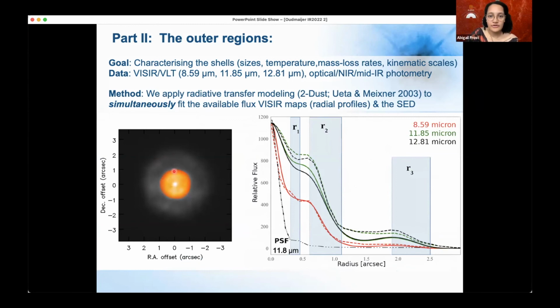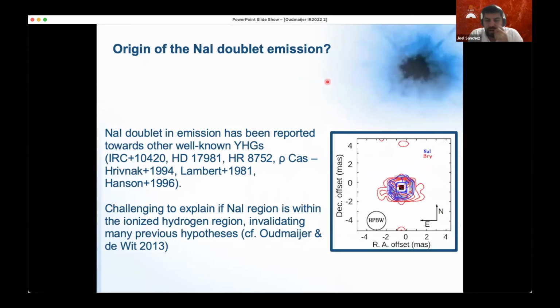Okay, Joel Sanchez. Yes, hello, Rene, very nice talk. I just have a quick curiosity about the GRAVITY images that you presented. For the Brackett gamma, did you only recover one single image, or did you recover images channel by channel? Because you said that there might be the presence of a P Cygni profile in it.